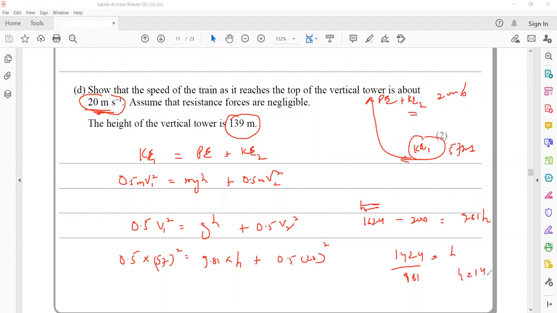So h is approximately 145 meters. When you calculate the percentage difference, it's less than 10, so you can assume it. Or the second way to solve the same question, we can substitute this height and find the final speed, and the final speed will come out about 20 meters per second.